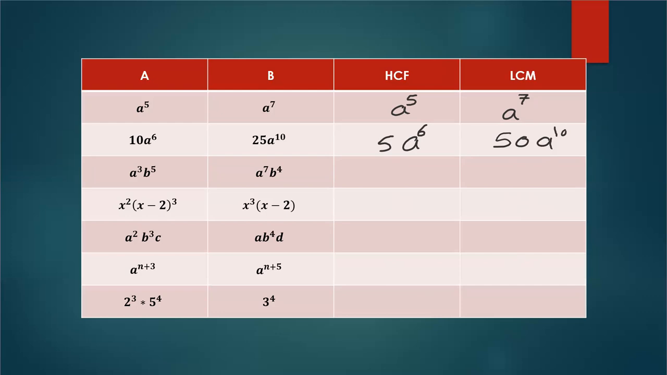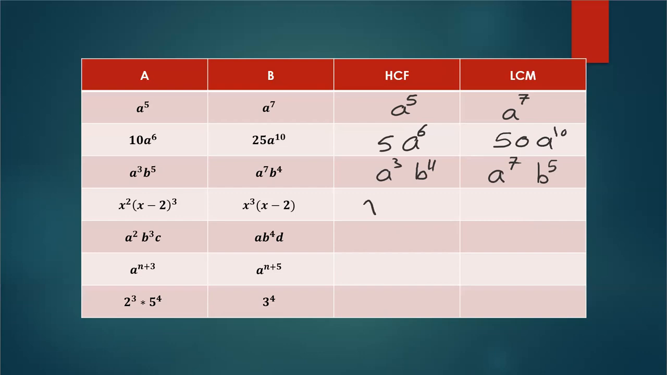For a and a with b and b, a here will be taken with the least power, and b also with the least power. While in the least common multiple, we'll take the highest power. So for A, the highest power is 7. For B, the highest power is 5.